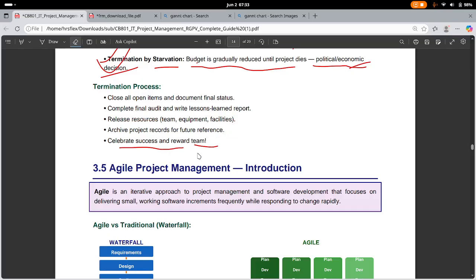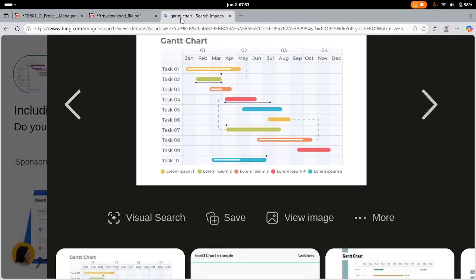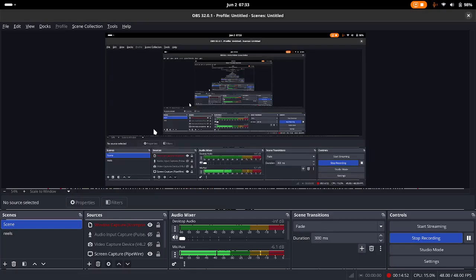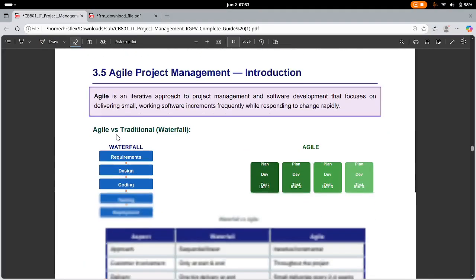Okay, great. Now we need to start agile management. I hope it's clear up to here. Yep. Let's start with agile project management.